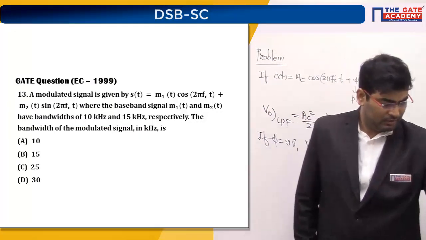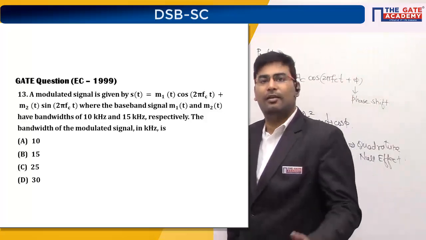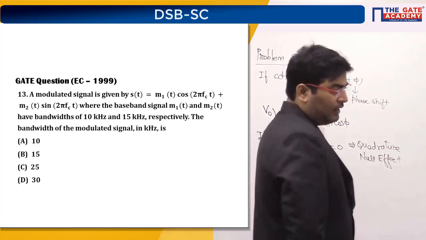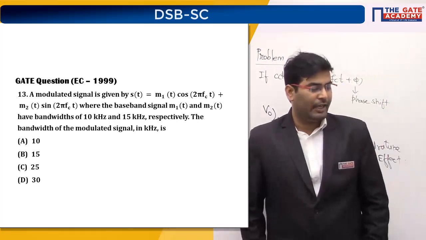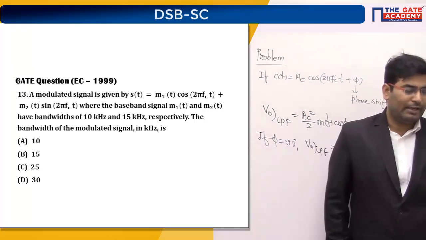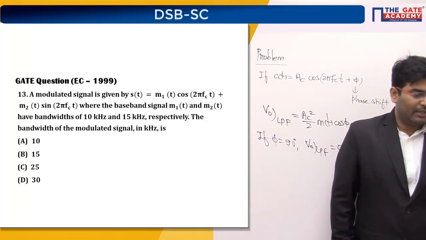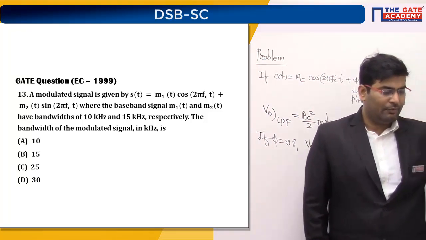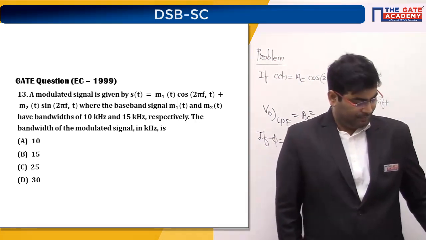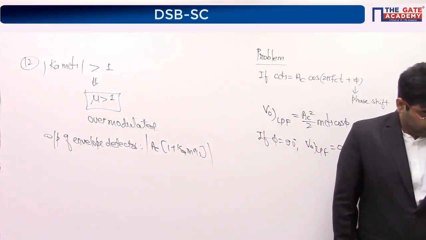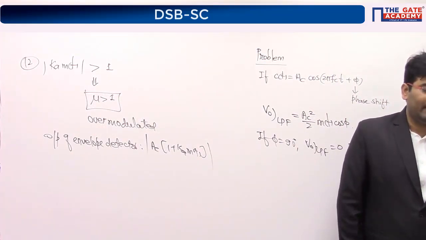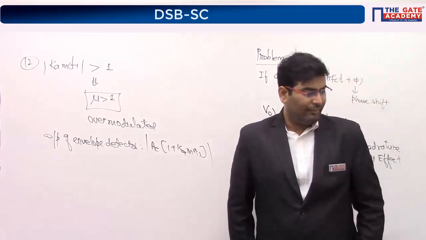Let's do question number 13. I think you can do it in your head. Look at that, question number 13, guys. A modulated signal is given by s(t) equals m1(t) cos 2 pi fct plus m2(t) sin 2 pi fct, where the baseband signals m1(t) and m2(t) have bandwidths of 10 kilohertz and 15 kilohertz. The bandwidth of the modulated signal in kilohertz is what? What is the answer? Okay, very good, guys.